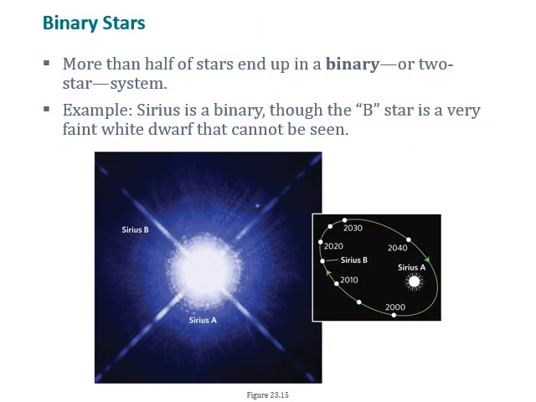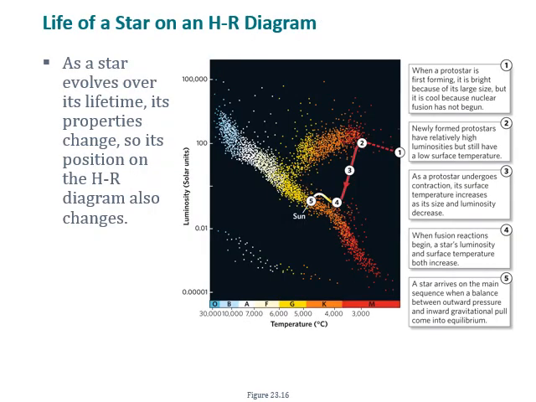More than half of stars end up in a binary or two-star system. One example is that Sirius is a binary, though the B star is a very faint white dwarf that cannot be seen in the picture. We have on the right Sirius A, Sirius B, which orbits Sirius A. As the star evolves over its lifetime, its properties change, so its position on the HR diagram also changes. In the case of our Sun, we have the following evolution.